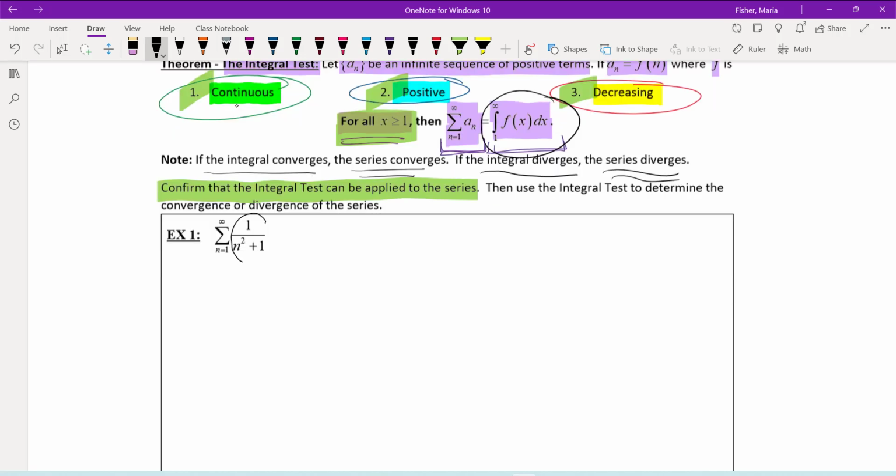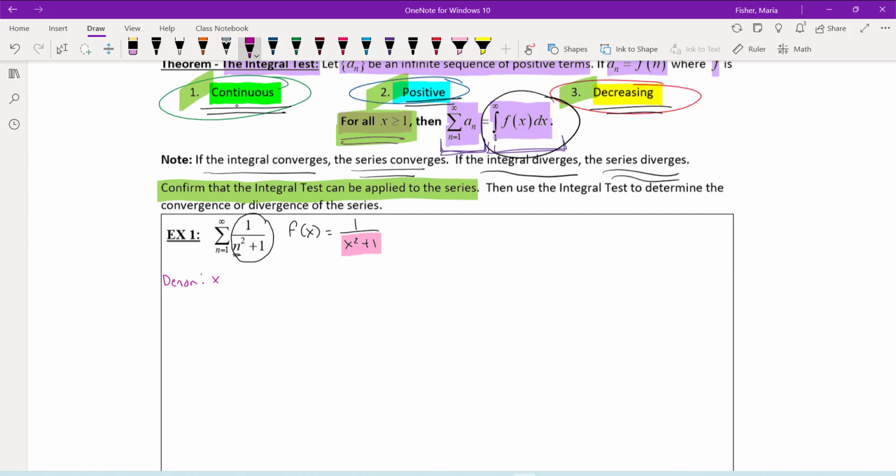The first thing we want to do is take a sub n and rewrite it as a function. As a function, f of x, we would say 1 over, instead of n, x squared plus 1. Now I have to show that it's continuous, positive, and decreasing. For continuous, I find the domain. Well, how do I find the domain? Since this is a rational function, I have to set the denominator equal to 0, solve for x, and any real number I obtain, I must exclude from the domain.